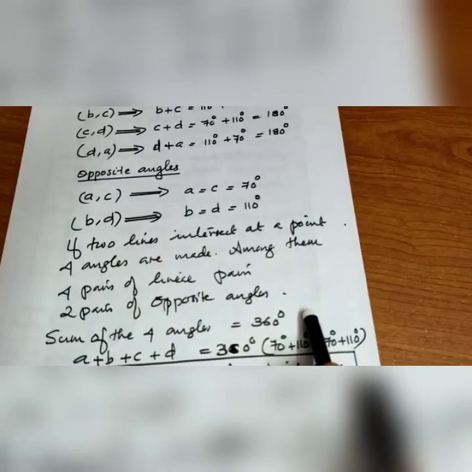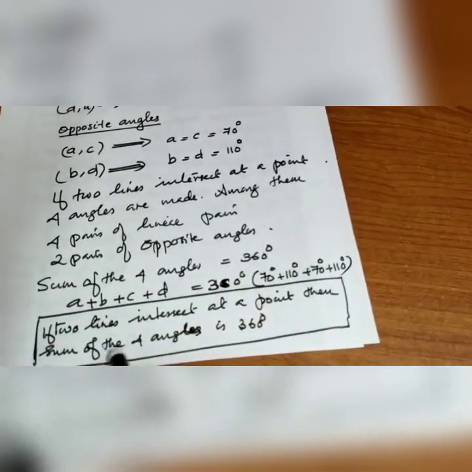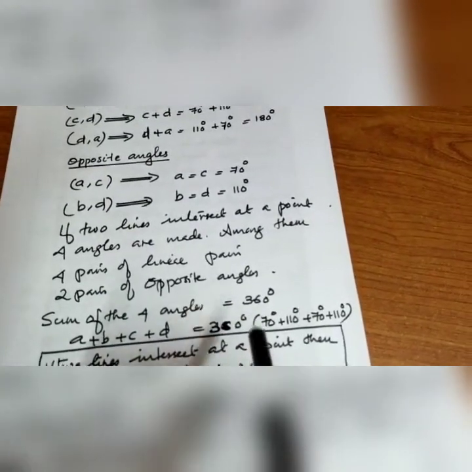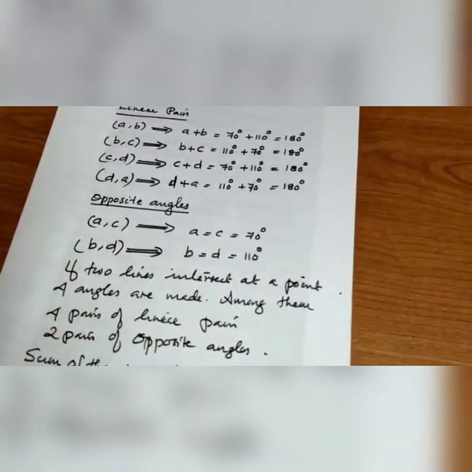Sum of 4 angles is 360 degrees. If 2 lines intersect at a point, then the sum of the 4 angles is 360 degrees. That is what we have to study in this class.